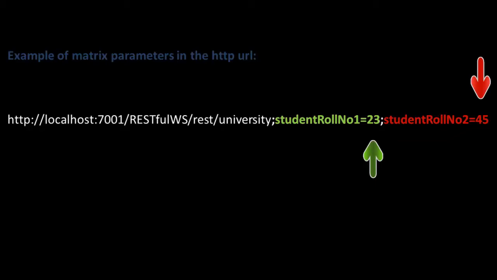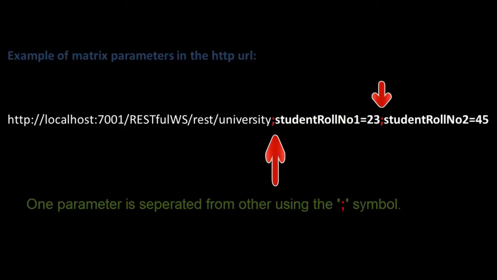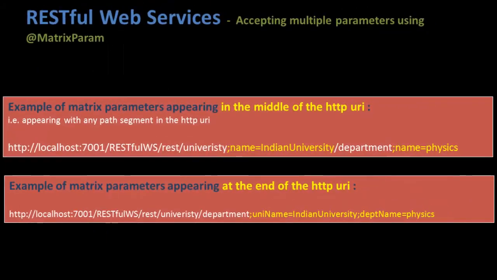If the parameters are passed in the URL and are listed in this particular fashion, that is, one parameter is separated from another parameter using a semicolon symbol, and parameters may appear anywhere in the path and are not limited to its end, then those parameters are known as matrix parameters. These are a few more examples of matrix parameters, where the parameters appear with path segments in the middle of the HTTP URI and at the end of the path of the HTTP URI.